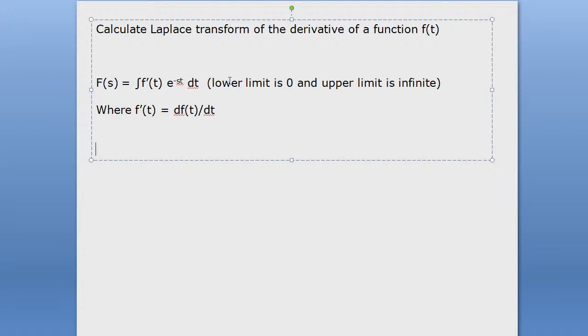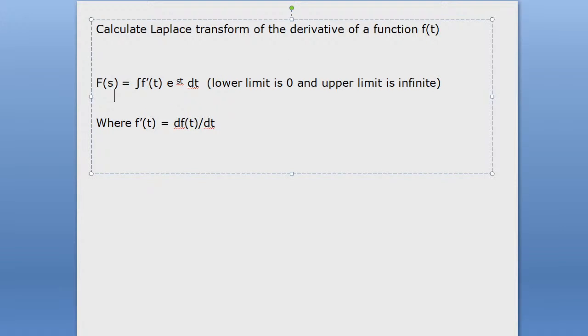You rearrange these things to make it easy for calculation. Let me rearrange this. In the integration, we have taken e to the power minus st as the first term, and the derivative term as the second term. To solve this problem more easily, let us rearrange the expression in this manner.